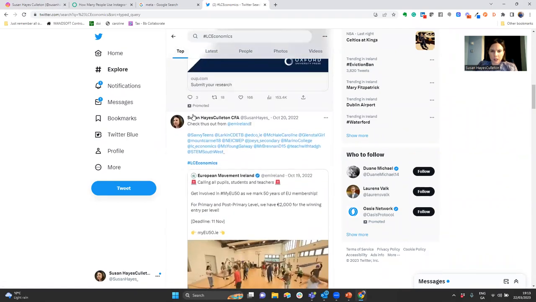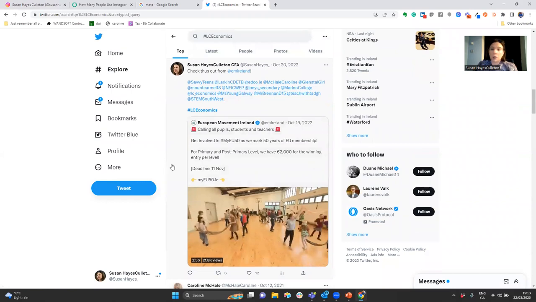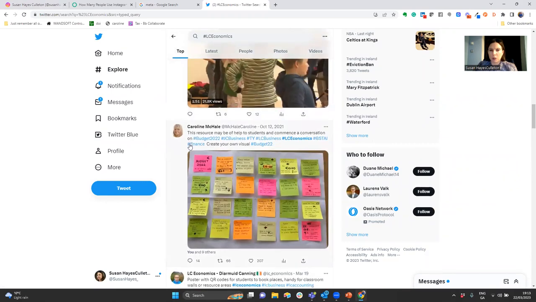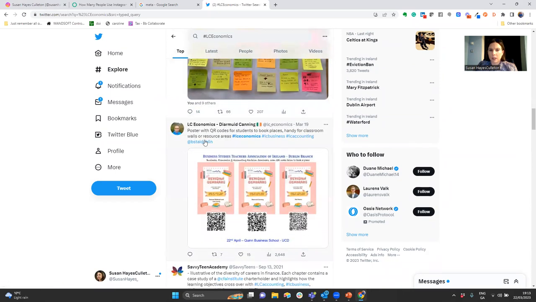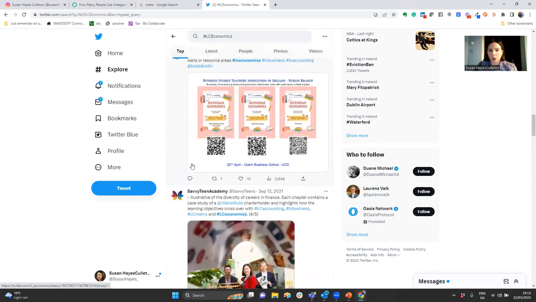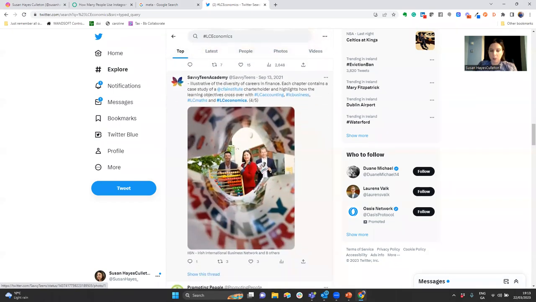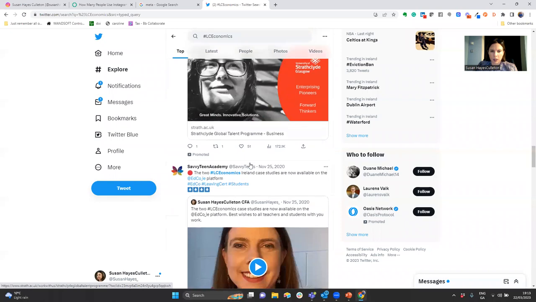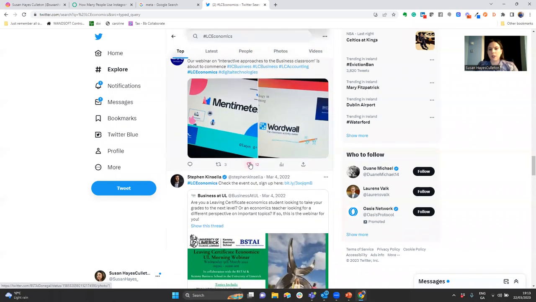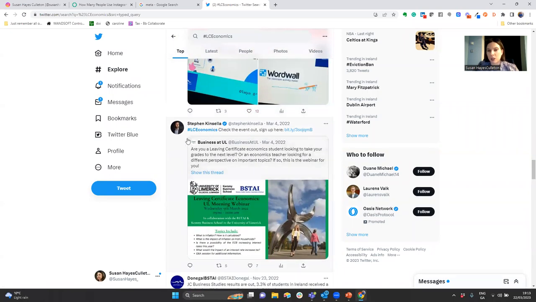And as you can see here, there's also other posts. This is one that I put out there on the hashtag as well. This was a competition from European Movement Ireland. This is Dermot Canning, who also put up a poster with QR codes for other resources. This is one about money matters that I had put out there before, and a range of others. Stephen Kinsella was talking about different events that were taking place. Now, that was in March of last year, around a morning webinar.